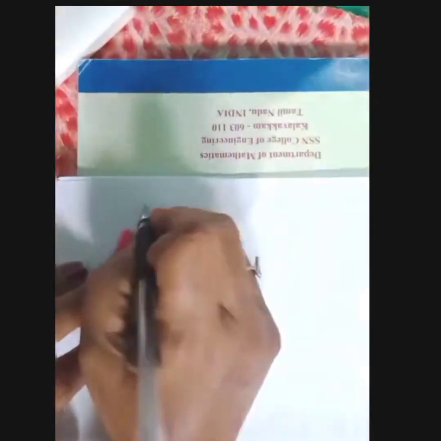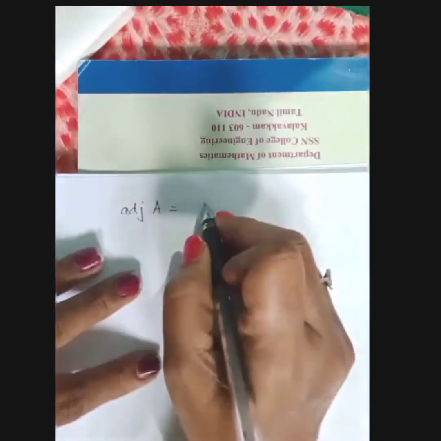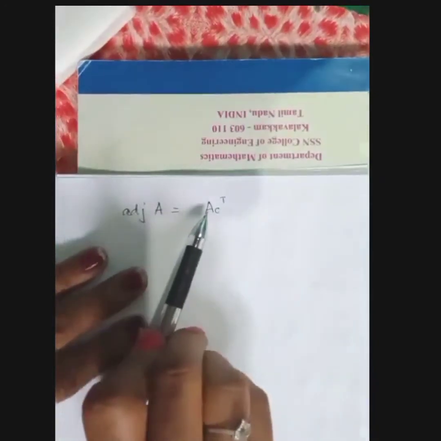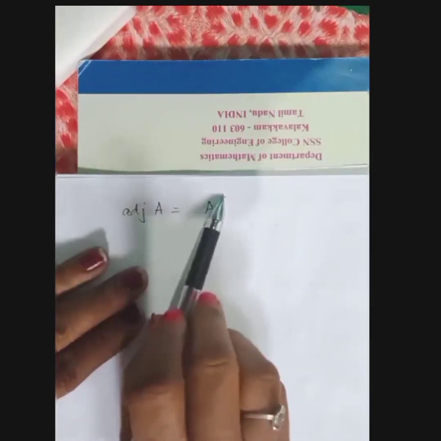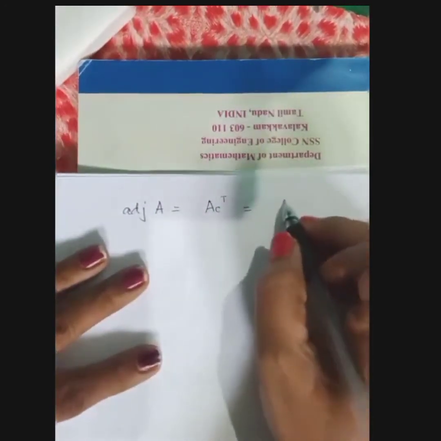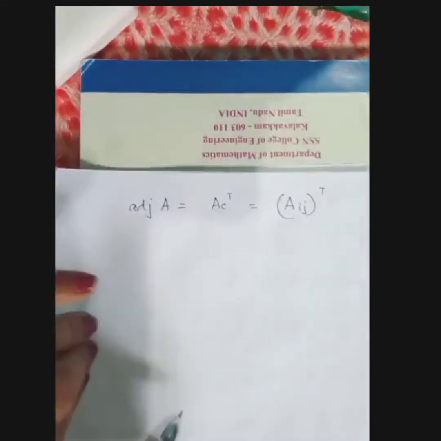The adjoint of a matrix is nothing but the transpose of the cofactor matrix. That is, the adjoint of A is nothing but the transpose of the cofactor matrix. We can denote the cofactor matrix as AC, whose transpose is AC transpose. And we can even denote this as Aij transpose. We already calculated the Aij matrix.